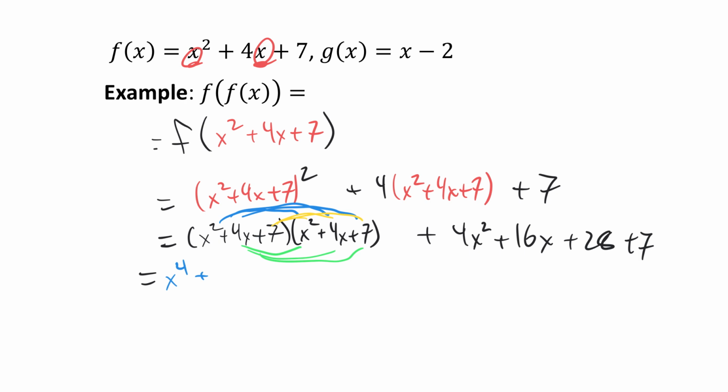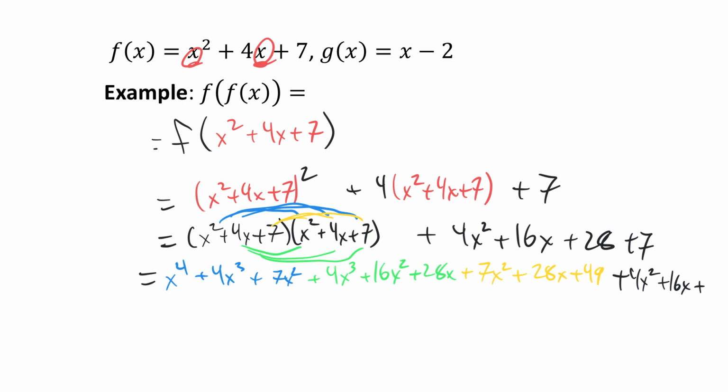x to the 4 plus 4x cubed plus 7x squared, plus 4x cubed plus 16x squared plus 28x, plus 7x squared, plus 28x plus 49. And then plus all this other stuff here: 4x squared, 16x, and I guess I could simplify that to 35. Whew, all right, now once we simplify all of this, we'll have x to the 4, then looks like we'll have 8x cubed, 34x squared, 72x, and 84. All right, definitely not a nice formula, but we were able to get there in the end.